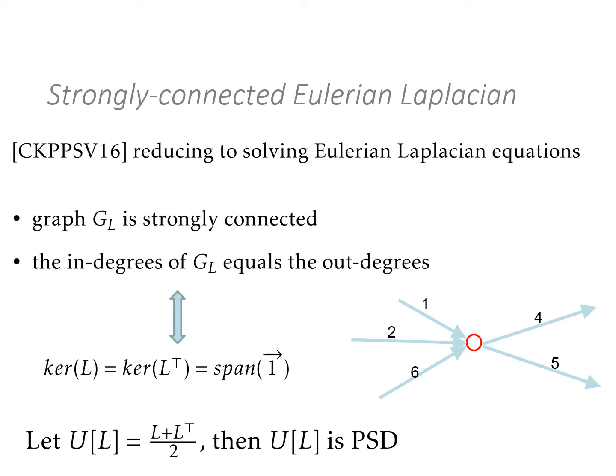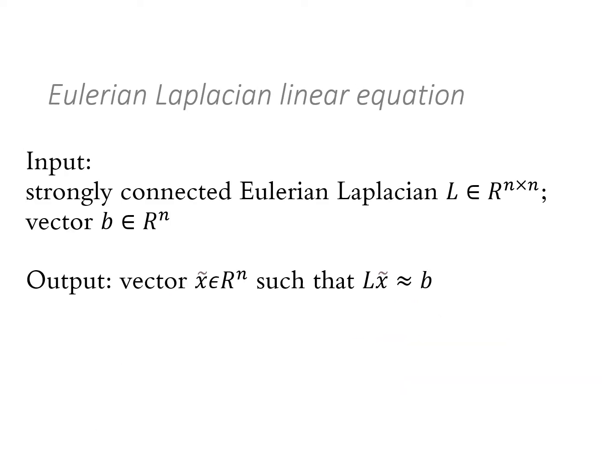This seminal work has reduced solving directed Laplacian equations to solving Eulerian Laplacian equations. This shows that by adding a diagonal matrix to let L become RCDD and adjusting the right scaling with the diagonal matrix recursively, the right scaling can converge to the stationary distribution exponentially fast. Then, with the stationary distribution, directed Laplacians can be scaled to be Eulerian. So in this paper, we only need to focus on solving Eulerian Laplacian equations.